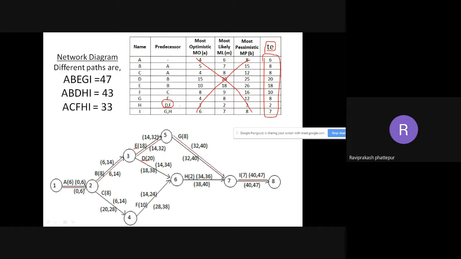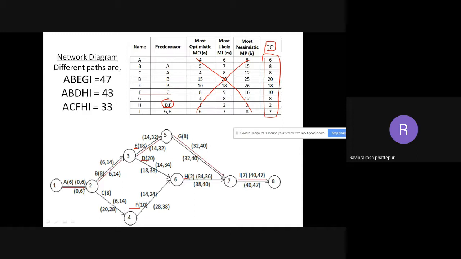So H is having D and F as predecessors. So I need to check F. Where is F? F is here, after C. So I need to make a merge event at 6. After that only I can draw H. So if you see here, after D and F, I am having H.